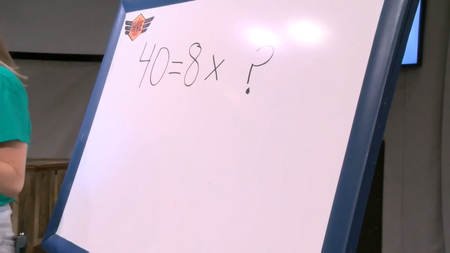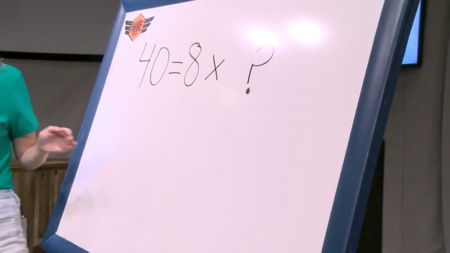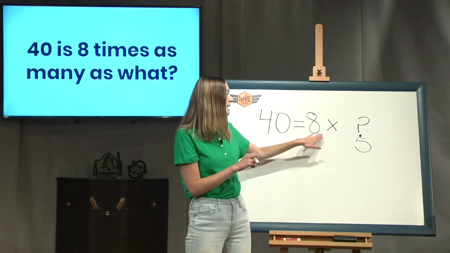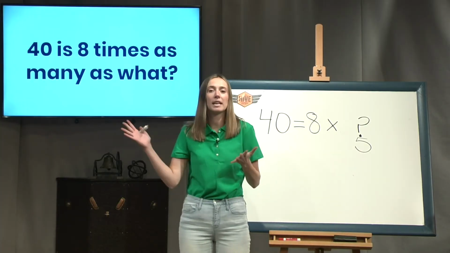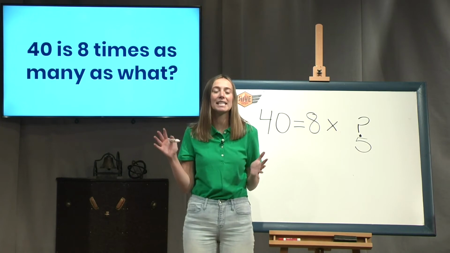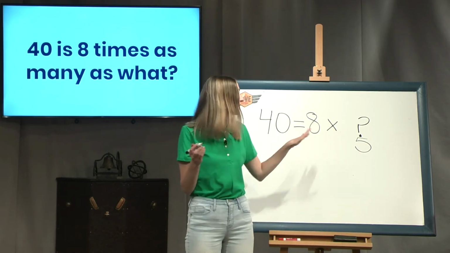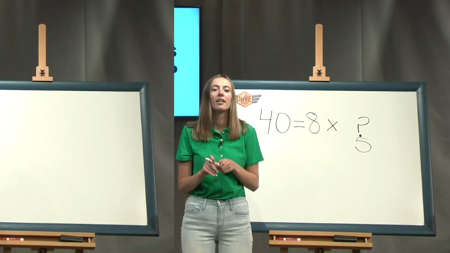Okay, what did you guys come up with? Did you come up with the number 5? So 40 is equal to 8 times 5. And if we read it in our problem, 40 is 8 times as many as 5. Is that true? Yes, because 8 times 5 is 40.